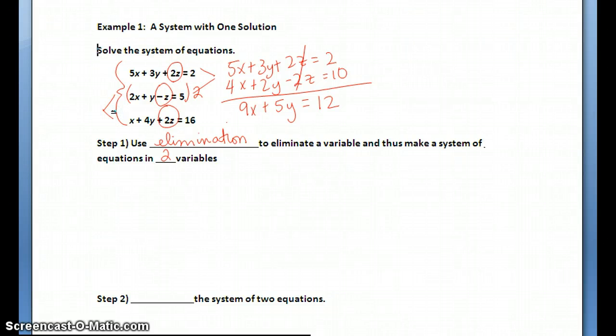My second equation is 2x plus y minus z equals 5. And then the third one's x plus 4y plus 2z equals 16. So let's write those down up here, just to give me a better location, basically. And what I want to do is I want to leave my third equation alone, and my first equation I'm going to multiply by 2 again.